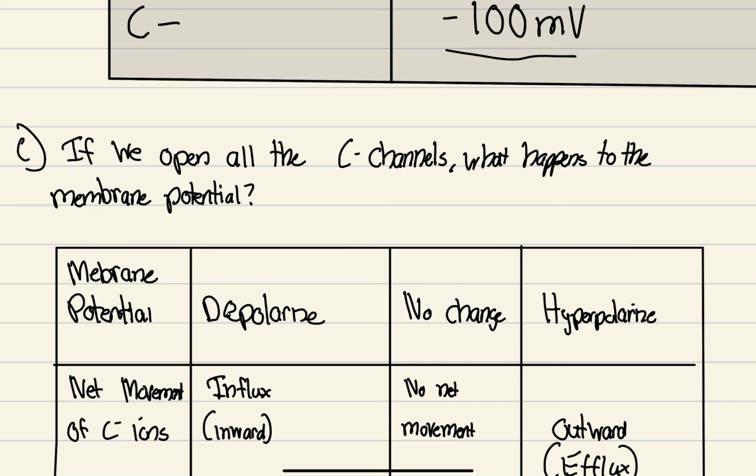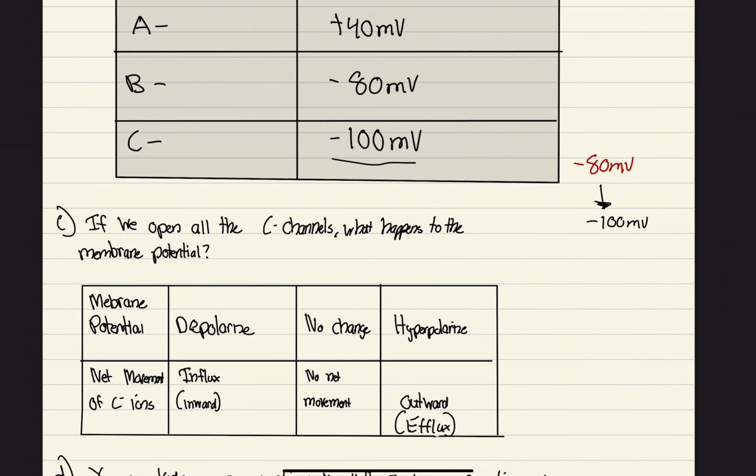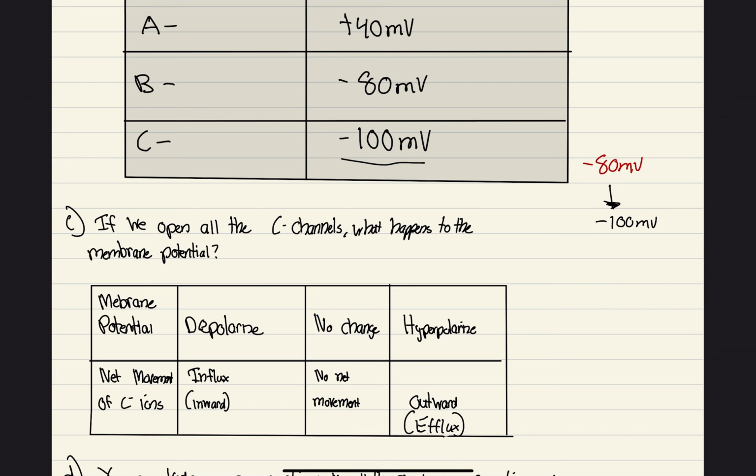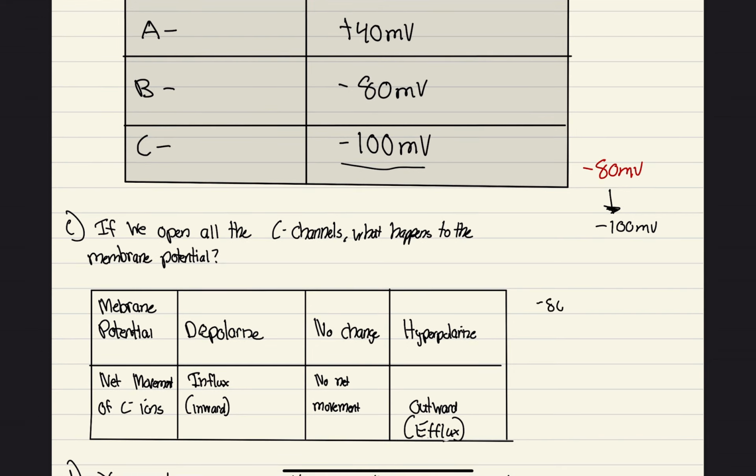So what depolarized means is the number gets higher, right? So for example, from -80, we go to, I don't know, say 20 millivolts. That's depolarization, right? We went higher. Okay, that's obviously not happening because we're going from -80, a negative, to -100. We're getting lower, right? So that's not true. So it can't be that. No change? Well, that did not happen, right? We're changing. We're going to -100.